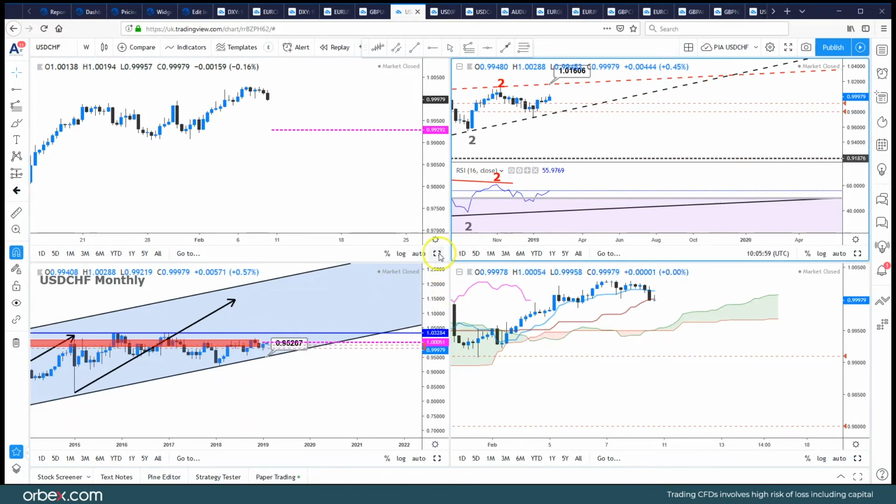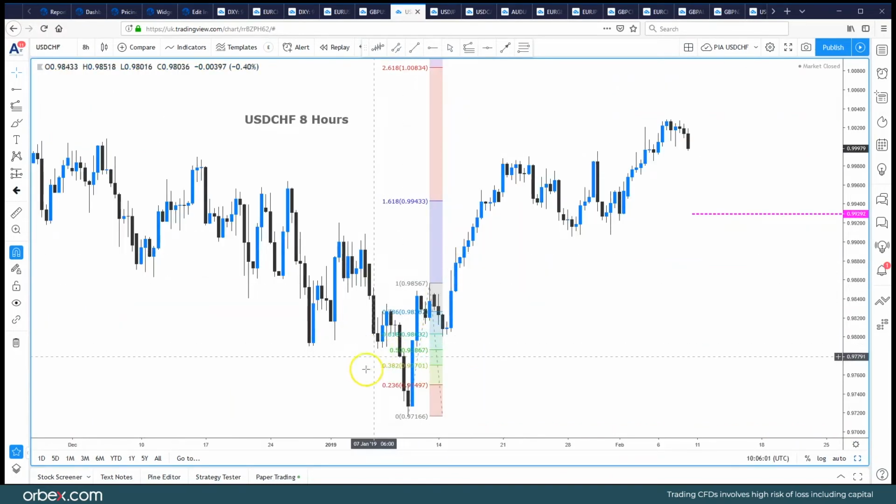If we go to a shorter time frame, potential for a five-wave move, 1, 2, 3, 4, and then up in 5. Is this a fifth wave? Really, longer term, we're looking to sell this pair. Shorter term, I think we've still got to be looking at buying dips.